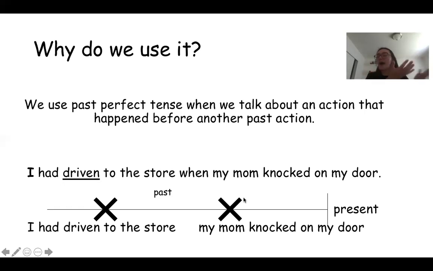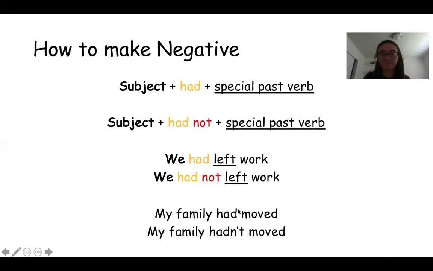So which one happened first in the past? That's why we use I had. I had driven, this happened first, and then my mom knocked on my door. So I had driven to the store and my mom knocked on my door. This is all happening in the past, but this one, driving to the store, I had driven to the store, happened before my mom knocked on my door.